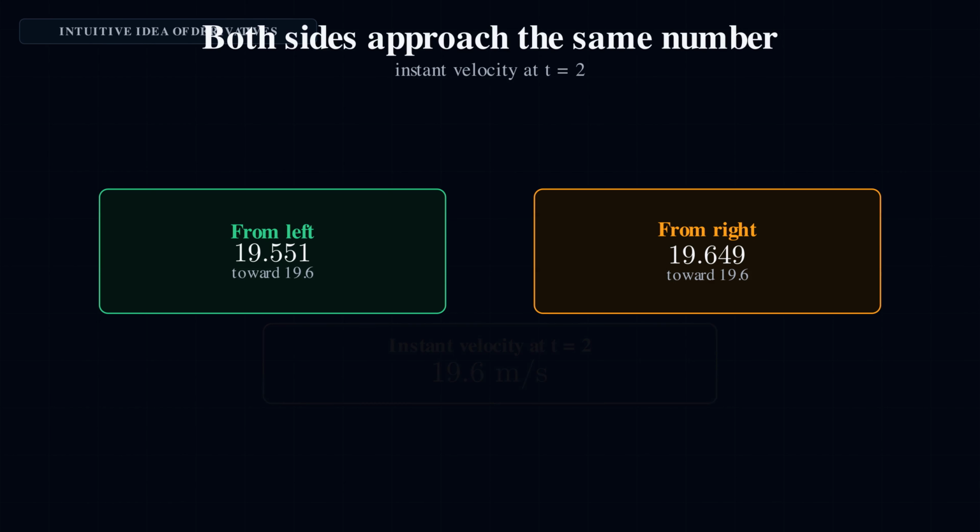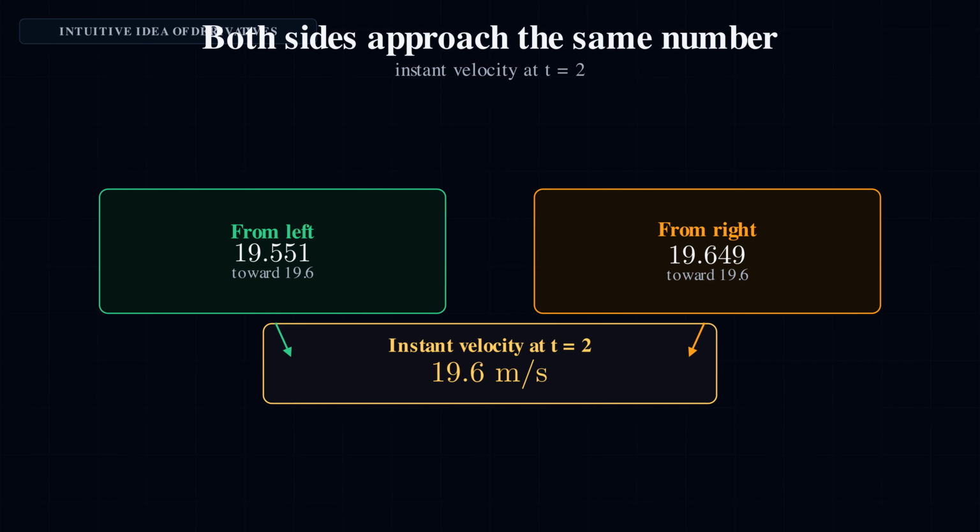The left side averages approached 19.6. The right side averages also approached 19.6. That common approaching value is the instantaneous velocity at t = 2 seconds. Instant change is found by shrinking an average change interval toward 1 point.